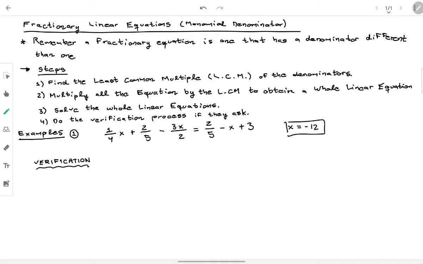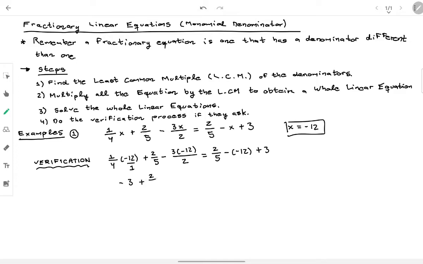For the verification process, remember we need to use the value of x in the original equation. So in this case, it will be 1/4 that multiplies minus 12 plus 2 over 5 minus 3 that multiplies minus 12 over 2 equals 2 over 5 minus 12 plus 3. So let's see. In this exercise, it's going to be minus 12 that multiplies 1/4. It's going to be minus 3.